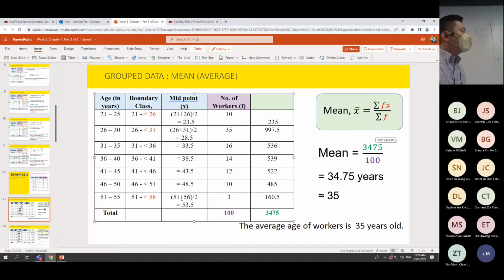So far, okay, and then we can use X to represent this column. The midpoint is the X. This is the X column. So far, so good? Then how about the number of workers? This one refers to the frequency column.